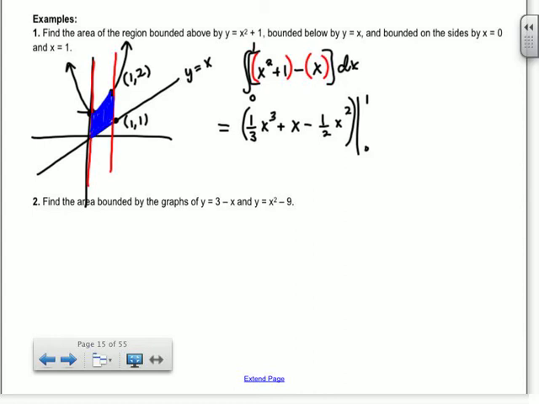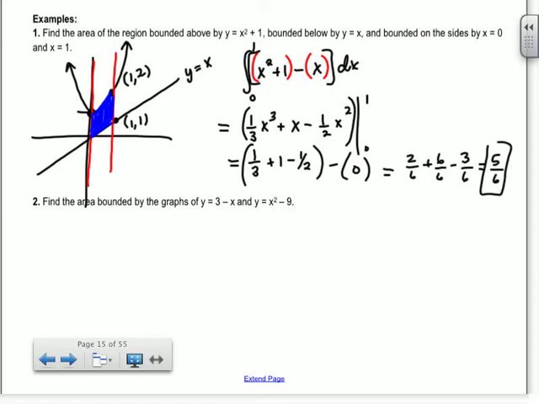Plug in the 1, so 1/3 plus 1 minus 1/2. Plug in the 0, all of that's 0. 2/6 plus 6/6 minus 3/6. So 5/6, so 5/6 is the area. Does it make sense? Okay. Should be pretty easy for you guys.